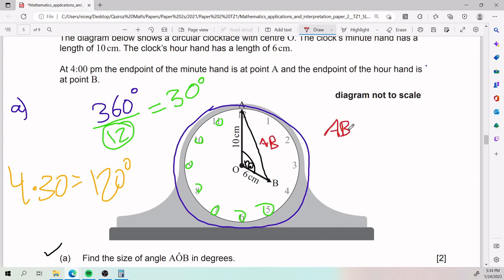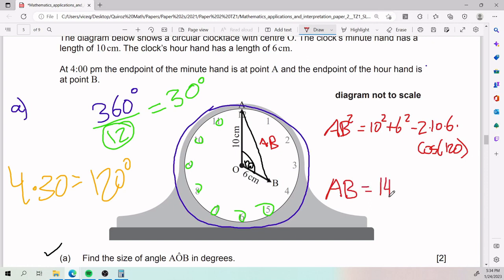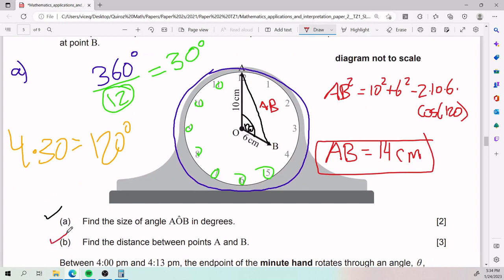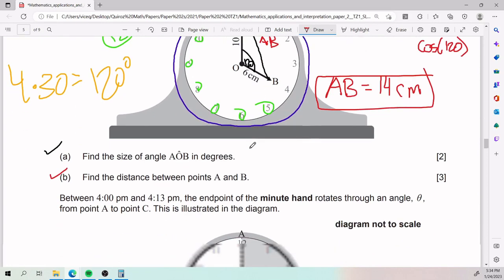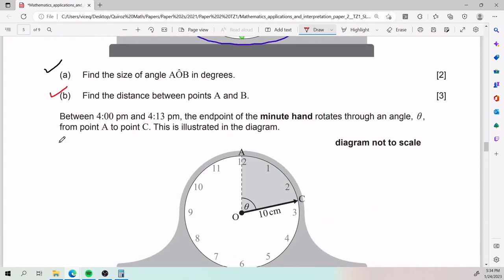A to B, squared equals 10 squared plus 6 squared minus 2 times 10 times 6 times cosine 120. So I'm just following what the formula booklet was telling me. You solve this, you end up with AB being equal to 14. Do not forget the units, centimeters. All right, so that is for part B. Nailed it. We keep going.